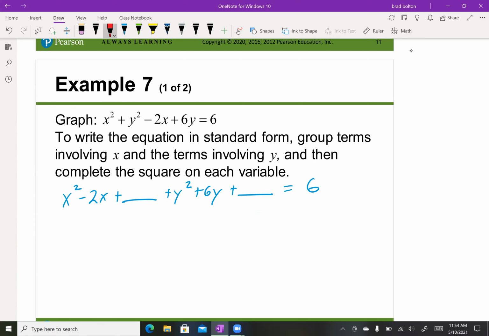Okay, so let's do this in red. So over here on the side, remember you have to take half of -2. So -2 divided by 2 squared.